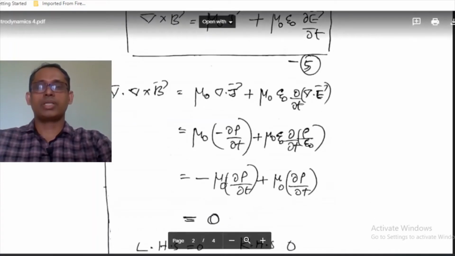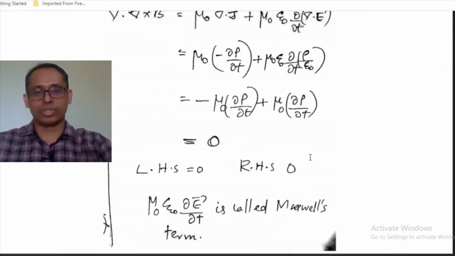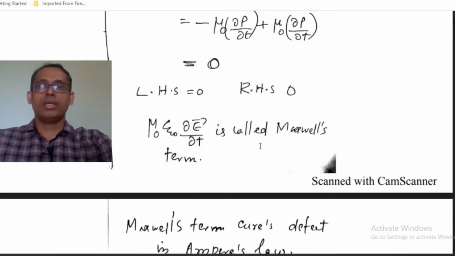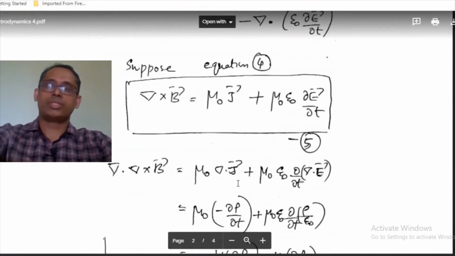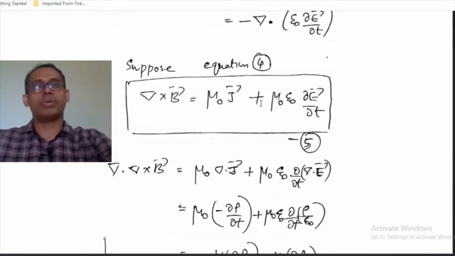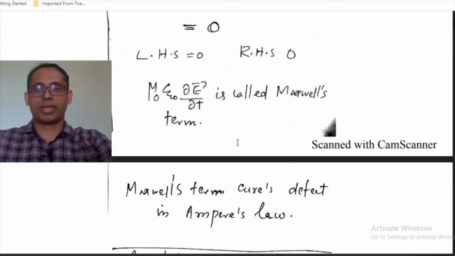So we have this minus μ0 ∂ρ/∂t here, then μ0 ∂ρ/∂t, that is equal to 0. So left hand side is 0, right hand side is also 0. So the problem with this equation is solved. So Maxwell modified the equation by introducing an additional term, μ0 ε0 ∂E/∂t, so that if you take ∇·(∇×B), you get 0.